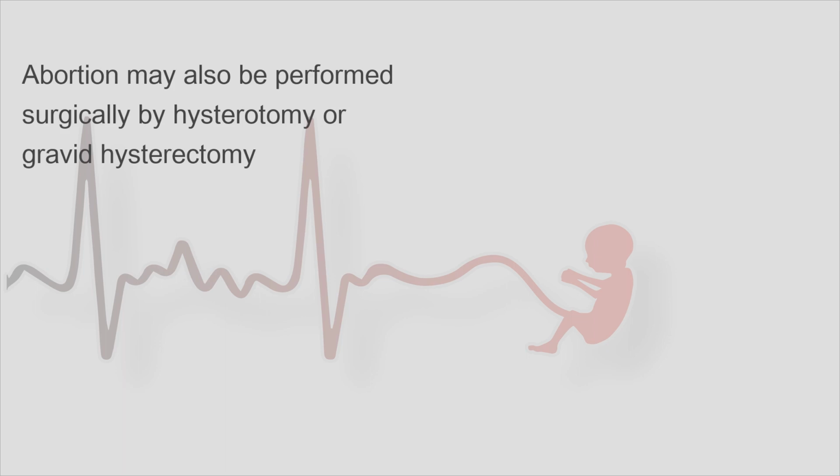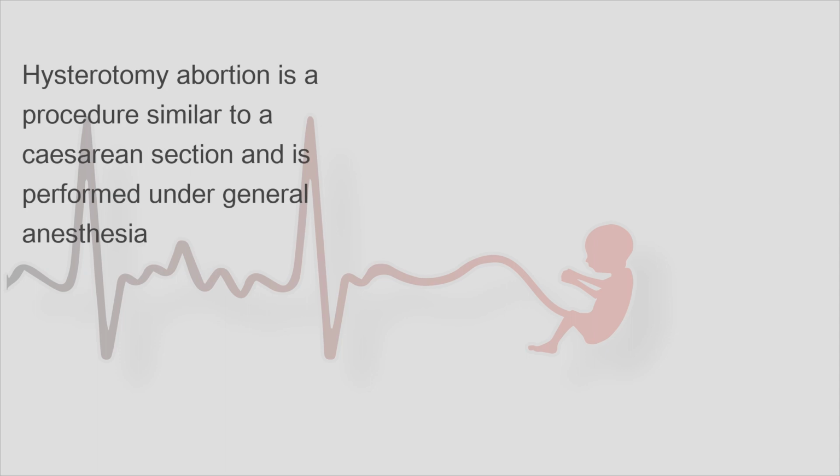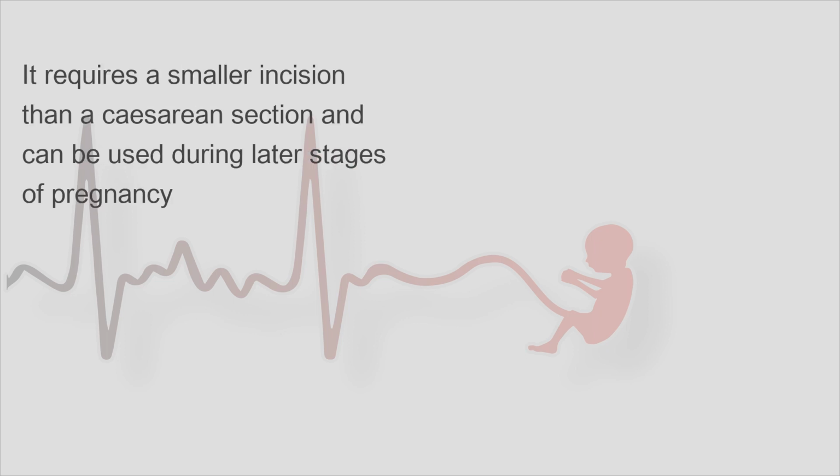Abortion may also be performed surgically by hysterotomy or gravid hysterectomy. Hysterotomy abortion is a procedure similar to a cesarean section and is performed under general anesthesia. It requires a smaller incision than a cesarean section and can be used during later stages of pregnancy.